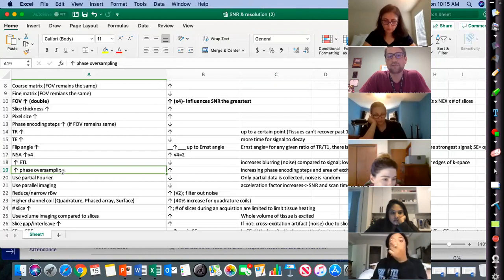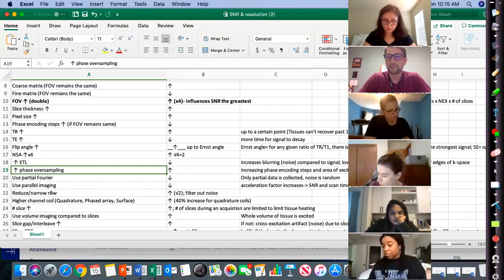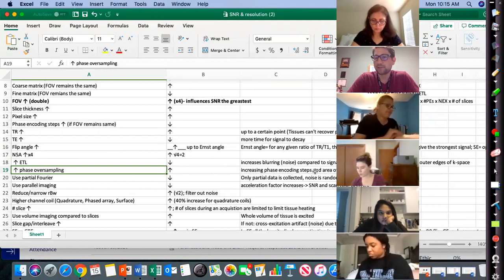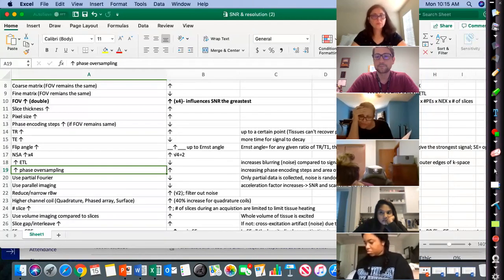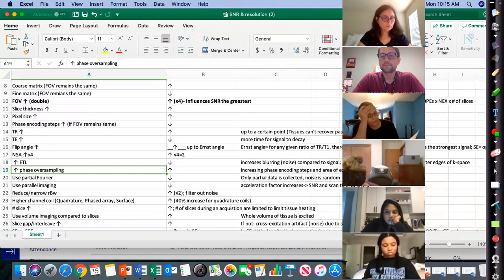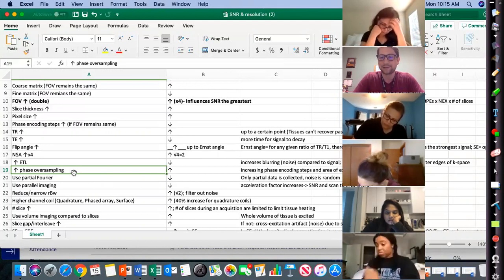Row 19, if I increase my phase oversampling, I'm actually going to increase my signal, because we're exciting more hydrogen spins. We're going to increase our phase encoding steps, and we're basically going to increase the area of tissue that we're exciting. It helps with what we call wraparound artifact or aliasing, so you can put that off to the side. The advantage of increasing phase oversampling is that it helps prevent wraparound artifact or aliasing.